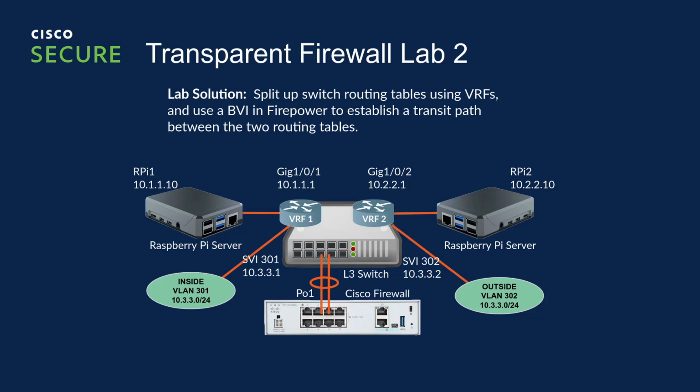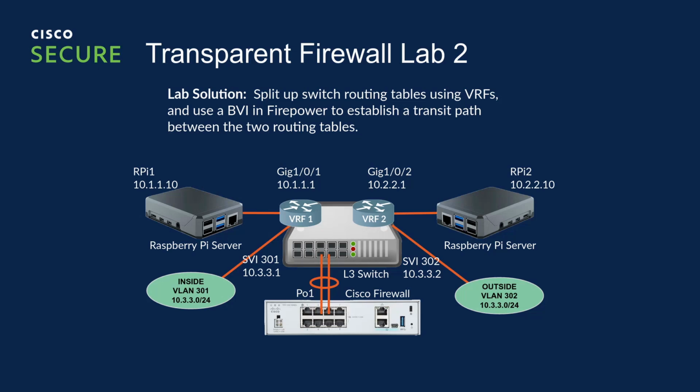And each of these VLANs will have SVIs. The SVI for 301 is going to be associated with VRF1. SVI 302 is going to be associated with VRF2. And you'll notice here that both SVIs share the same network block. So 10.3.3.0/24 is actually going to be existing on two different interfaces, which normally would not be possible with a single routing table. But because we're using VRFs, we can do that. They both can exist at the same time.